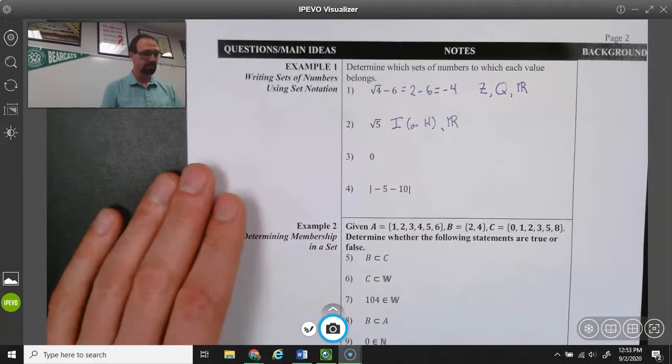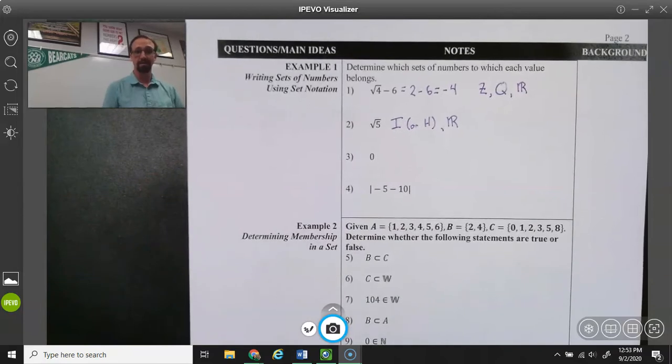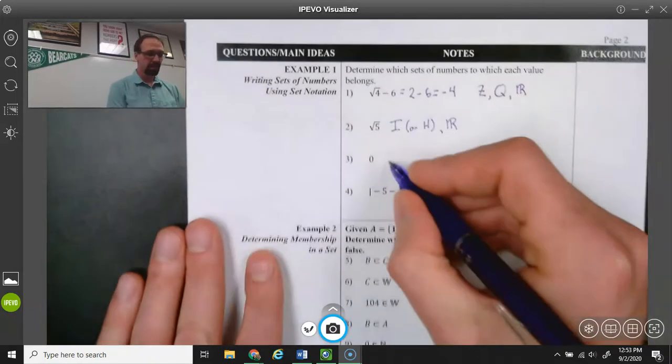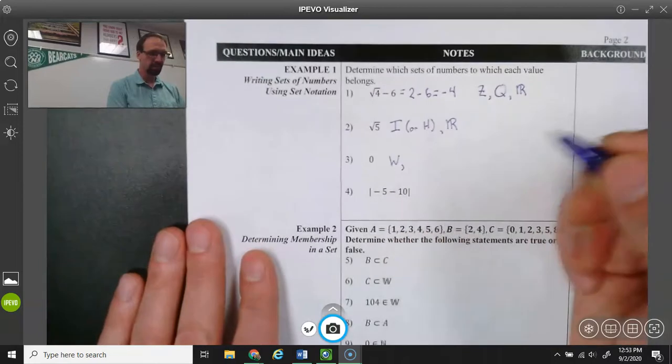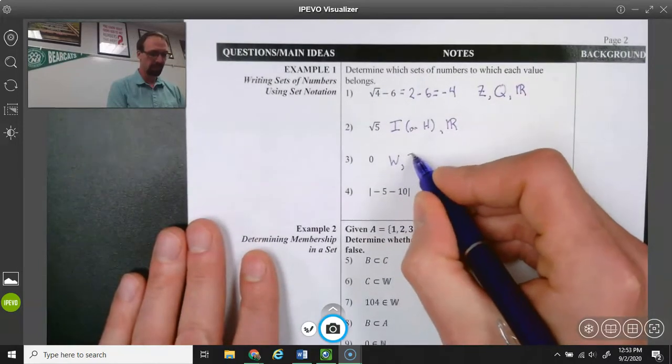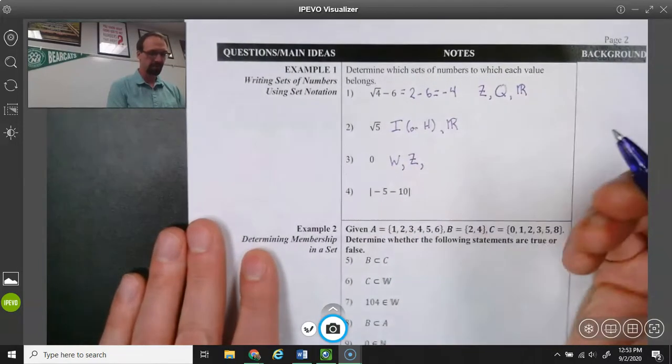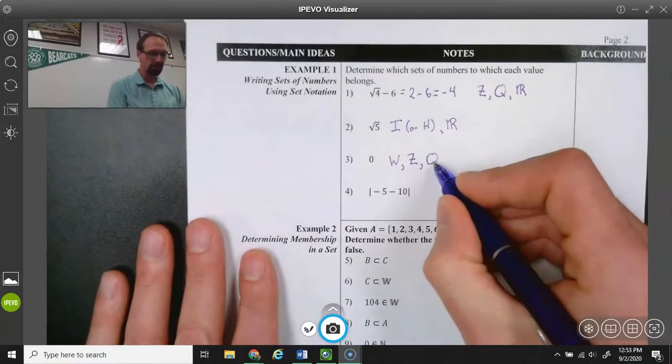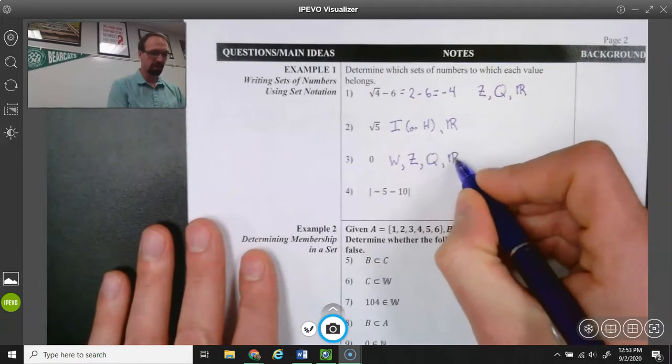0. Well, 0 is our textbook example of a whole number. So it is a whole number. Then it is also an integer. So Z. It is a rational. So Q. And then a real number as well.